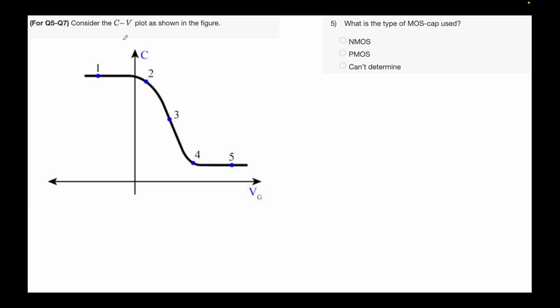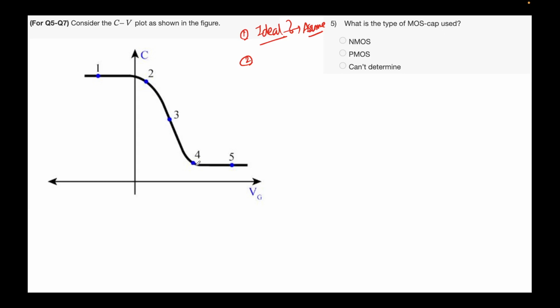The question says, consider the CV plot as shown in the figure. What is the type of MOSCAP used? So first, as I have been asking you, ask yourself, is this ideal? The question is silent about it. We'll assume it to be ideal. Second question we must ask is, what type of MOS? The question is asking that itself. So let's solve this first. What is the type of MOSCAP that has been used?